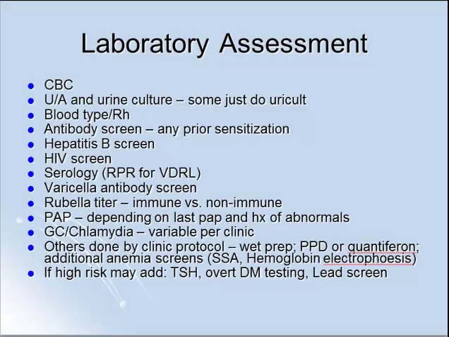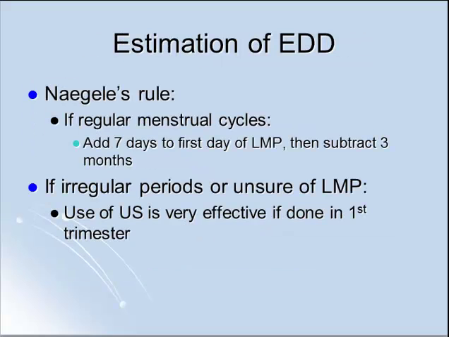And then, of course, additional anemia screens. If you think that there might be any pre-existing problems with sickle cell anemia, or you want to order a hemoglobin electrophoresis. Some people will have escaped having that done in their adolescent age if they get pregnant early enough. If high risk, may also add a TSH, maybe some overt diabetes testing with an A1C or a fasting blood sugar, and then, if you think it's appropriate, a lead screen to the patient.